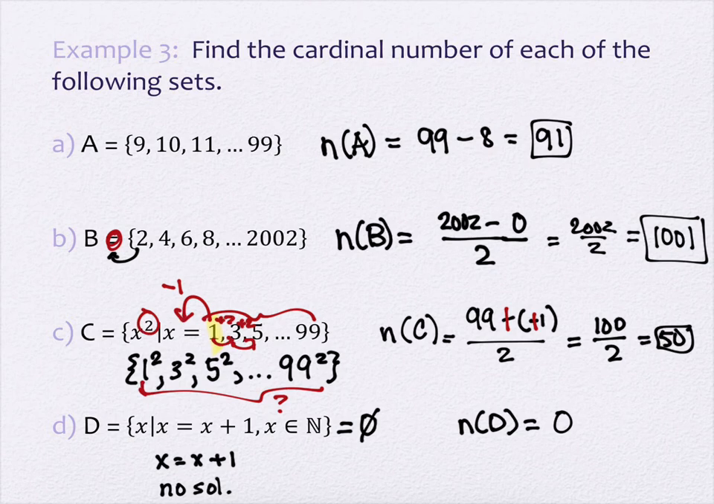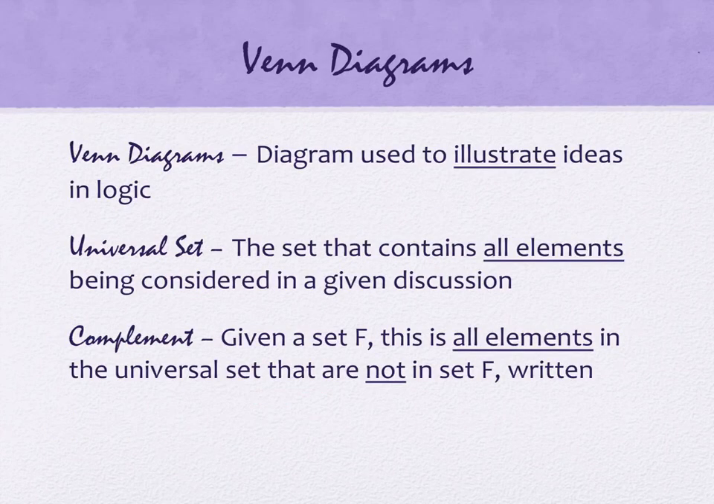All right, so let's take a look at what happens next. We're going to take a look at something called Venn diagrams. Venn diagrams are used to illustrate ideas in logic. In a Venn diagram, there's a universal set, and I'm going to draw a picture in here. I don't have a lot of space, but it's a rectangle. They always draw the universal set as a rectangle, okay?